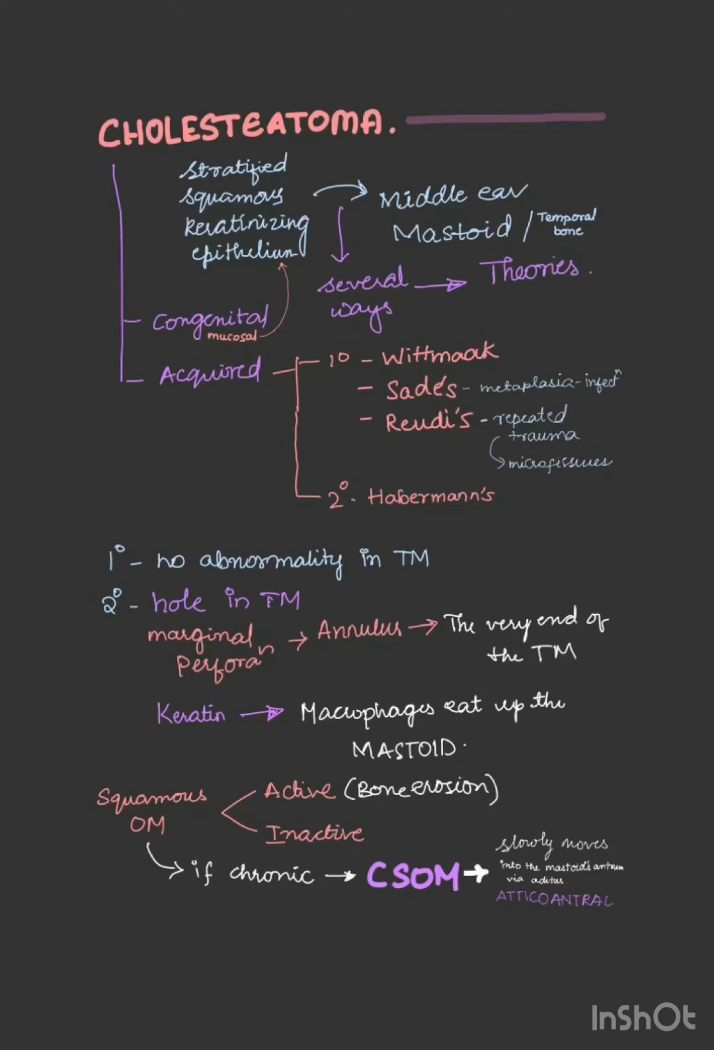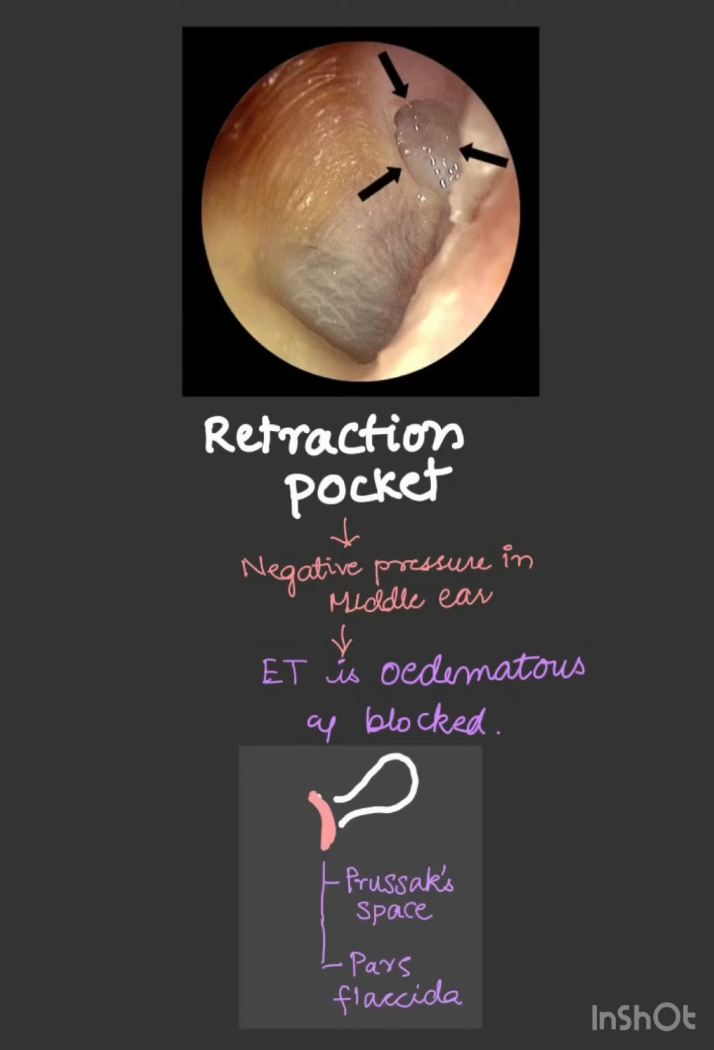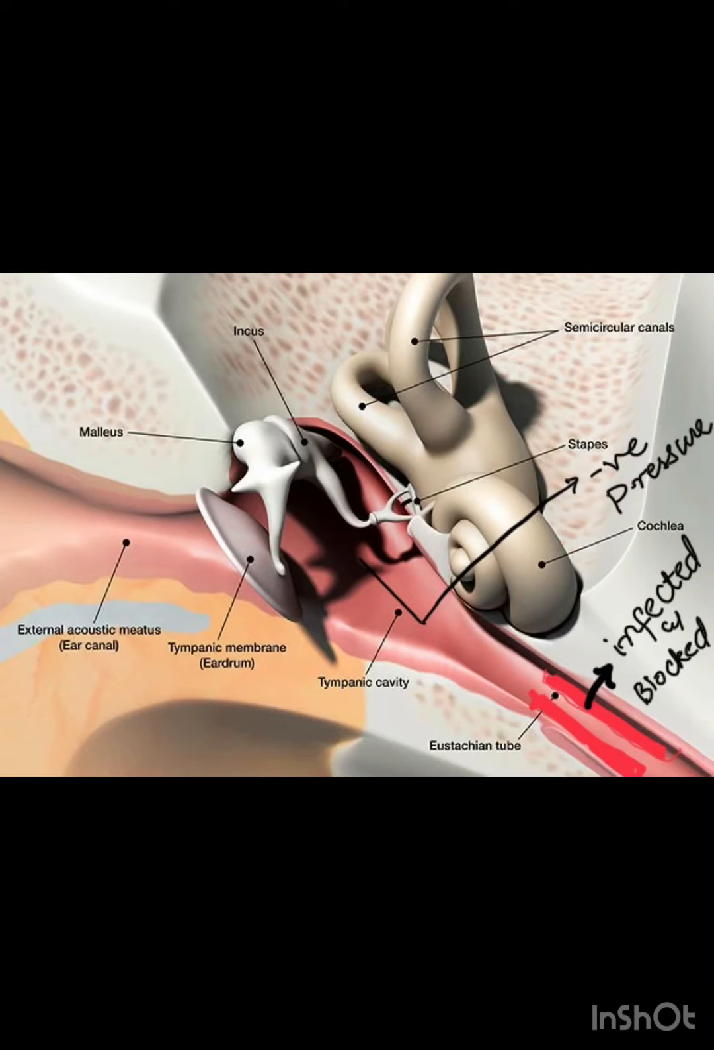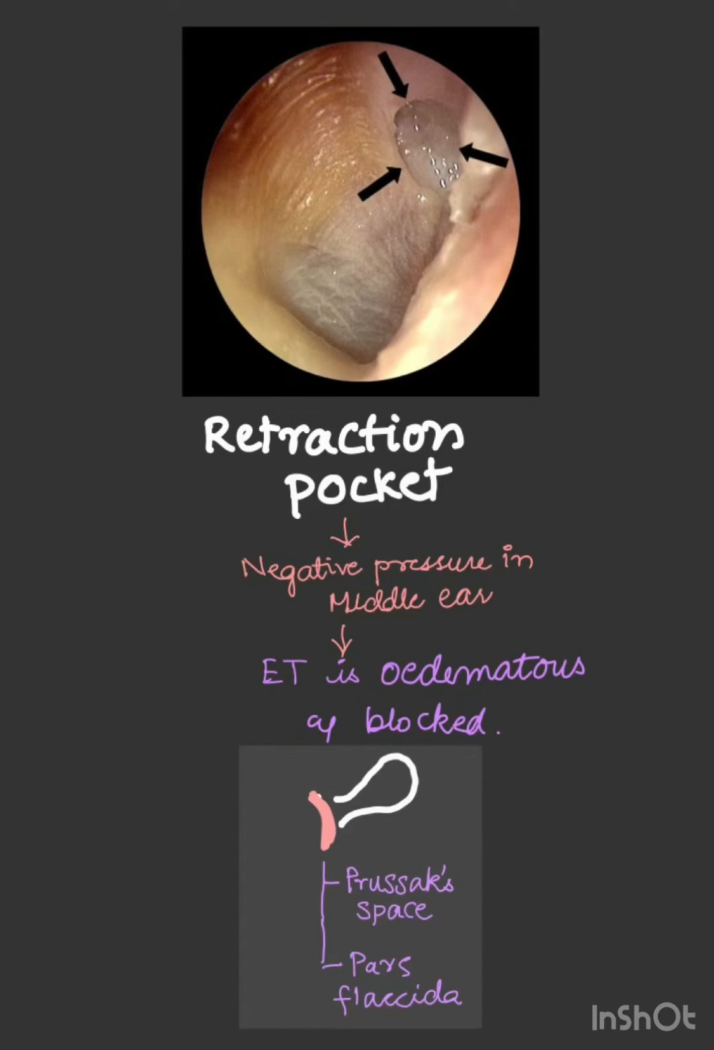Primary is when there is no problem with the tympanic membrane, but we have something called retraction pockets forming, where they almost pierce through the tympanic membrane to enter the middle ear. Now, how did the pocket form in the first place? When the eustachian tube gets infected and blocked, negative pressure gets created in the middle ear and the tympanic membrane gets sucked in. Due to this, pockets get formed, most probably in the pars flaccida and the Prussak's space, which is seen above the pars flaccida.